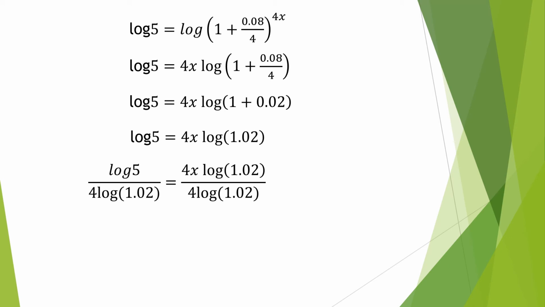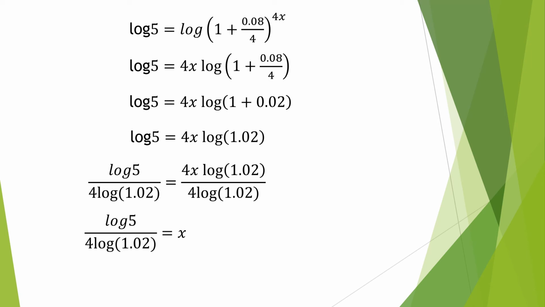Then we divide both sides by 4 log 1.02. The reason for this is to transfer everything except for x to the left side so that we are able to solve for x. So 4 log 1.02 will be cancelled, and what's left is x.